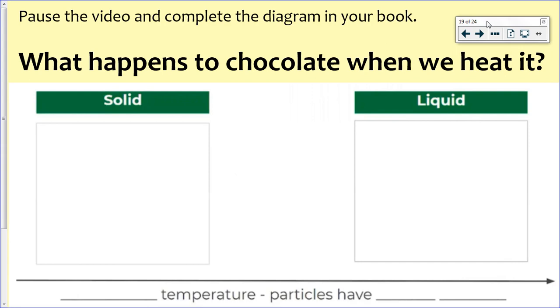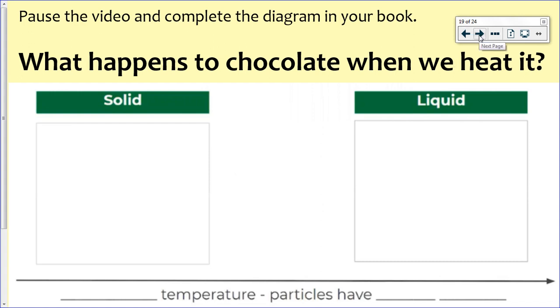So what would the solid particles look like at the beginning? So how do we draw solid particles? What did it then look like when it had heated and melted? So what do the liquid particles, how do we draw them? And then what are these key words again? What happened to the temperature and the particles gained what? I kept saying it. The particles have a little clue. Okay, so pause the video and complete that.